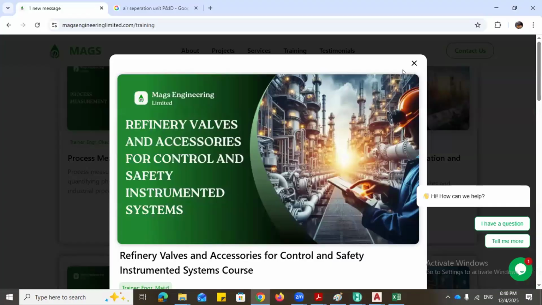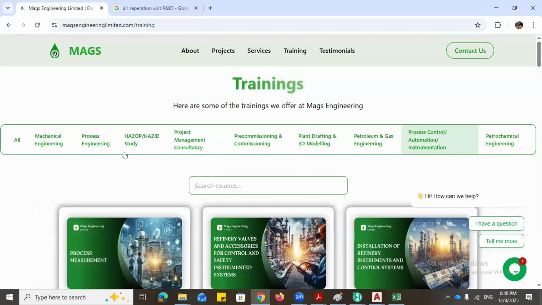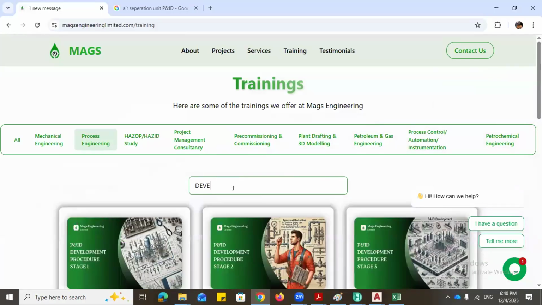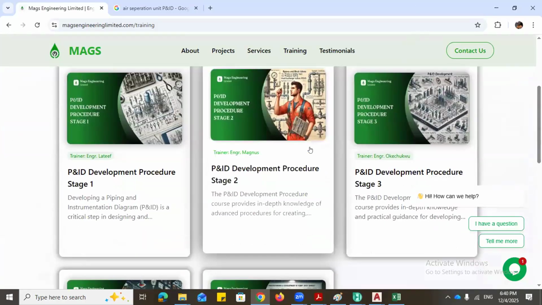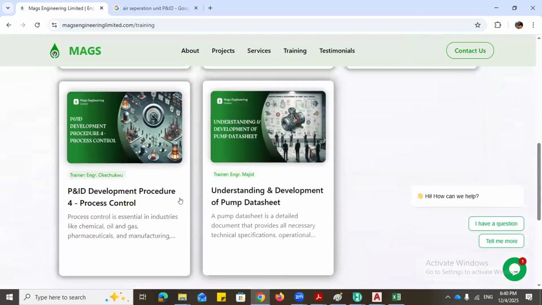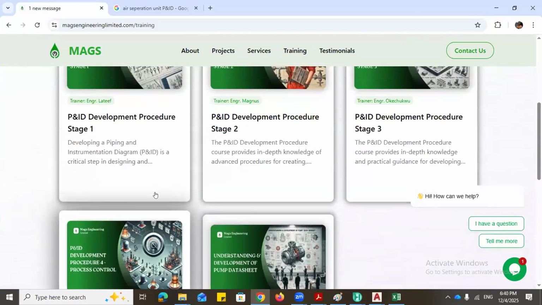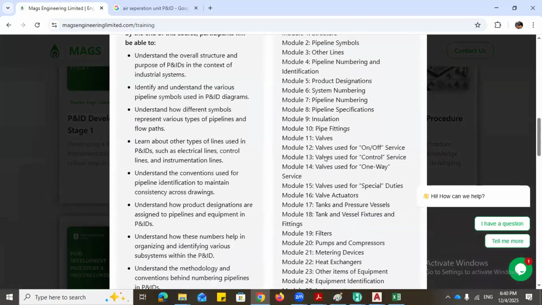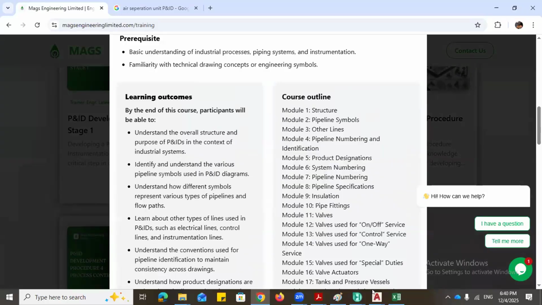And again, one thing I'm supposed to share, which is important, is here: P&ID development. See, Mass Engineering Limited has 4 courses. They have P&ID Development Procedure, Stage 1, Stage 2, Stage 3, and Stage 4, right? See these 4 stages. If you have gotten to a stage whereby you know your IC simulation very well and you want to learn about P&ID development, this course is going to give you good knowledge on how to convert this process flow diagram to P&ID. These 4 courses all have different course outlines.